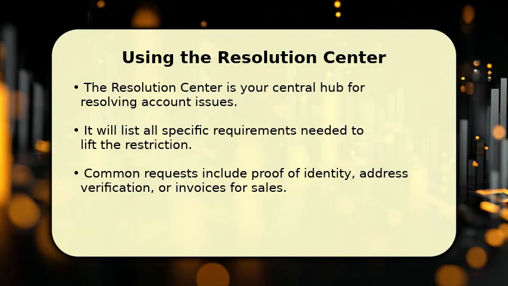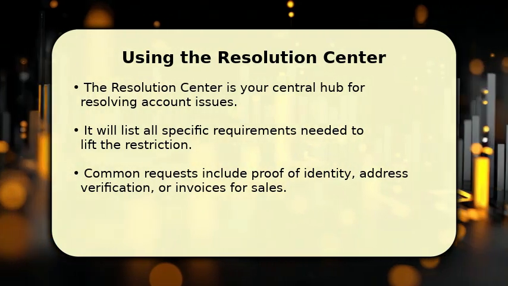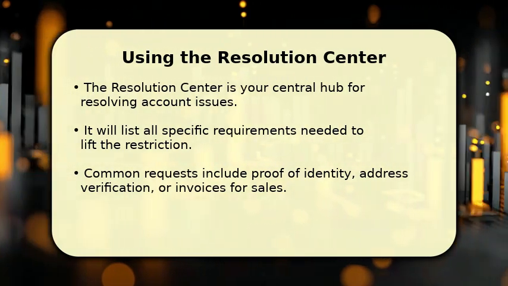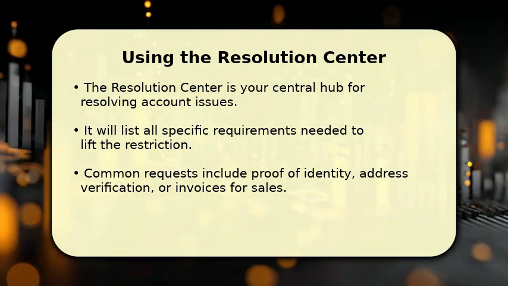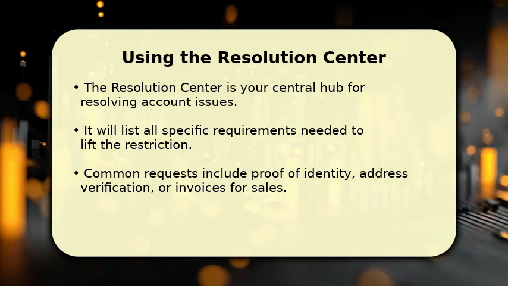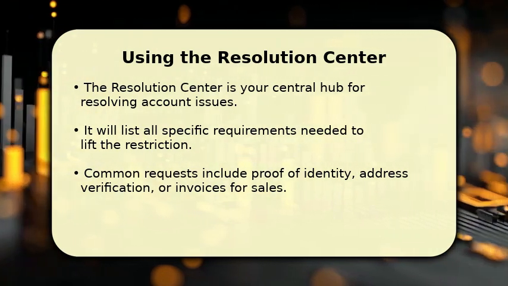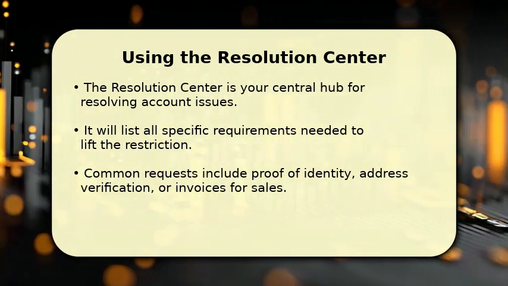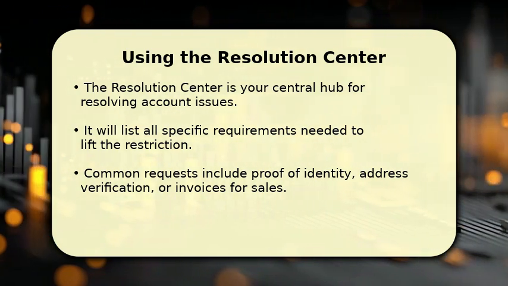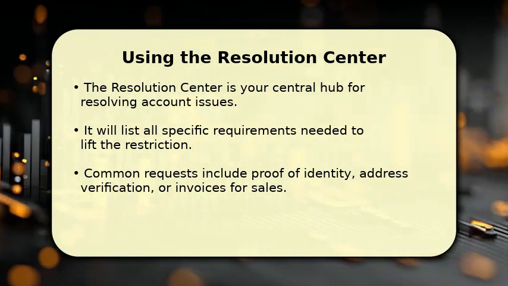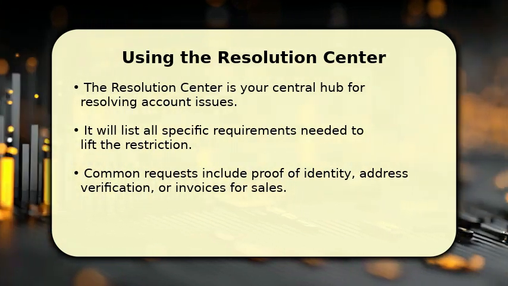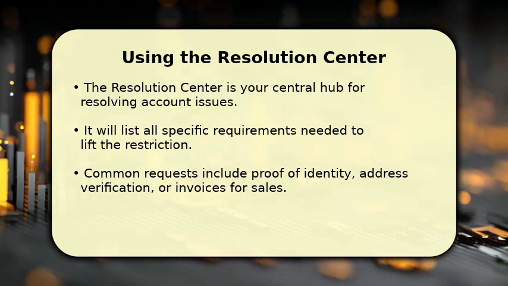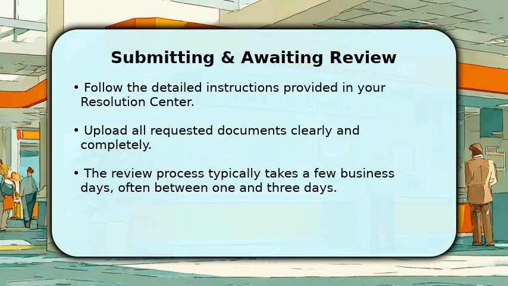Once logged in, head directly to the Resolution Center link, usually found near the top of your account summary page. Here, you will see a clear, step-by-step list of actions you need to complete. This might involve uploading a photo ID, like a driver's license, or providing utility bills to confirm your address. For business accounts, you might need to supply invoices or supplier information. Follow each instruction carefully to ensure a smooth process.